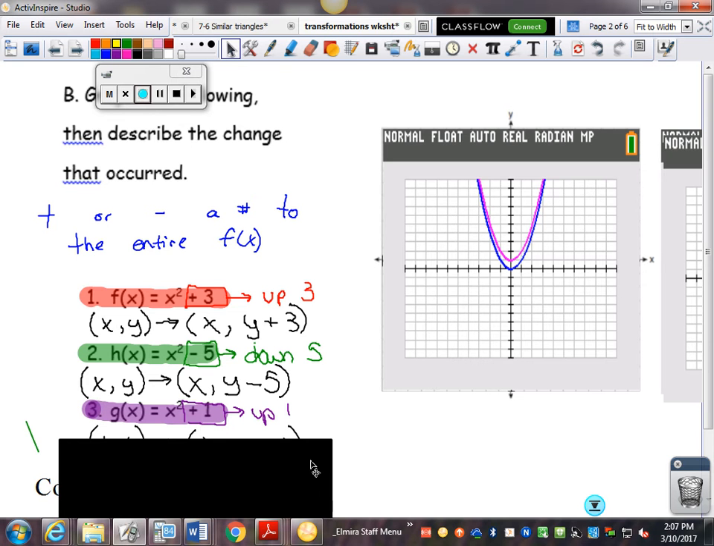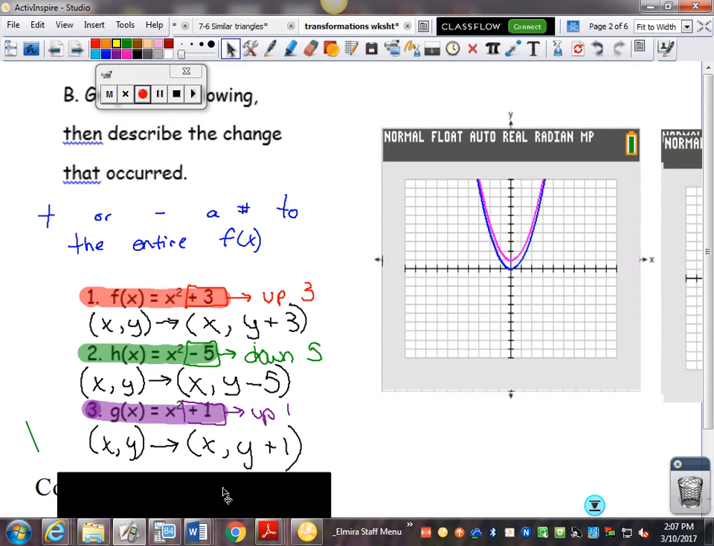Okay, and then purple. Purple was not a color available on the calculator, so I had to go to the closest thing, magenta. It says plus 1 at the end, and you can see that the magenta function moved up 1 from the parent function. So it's y plus 1 at the end of my coordinate notation.